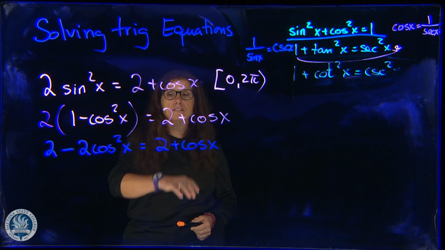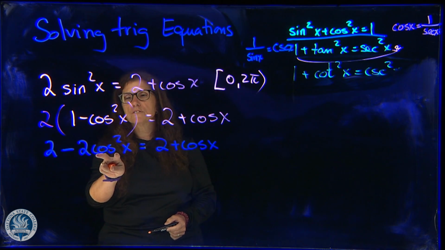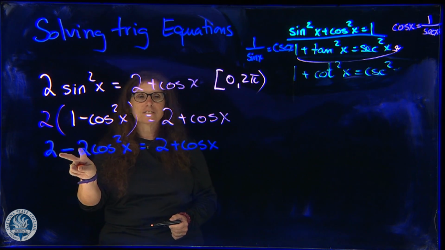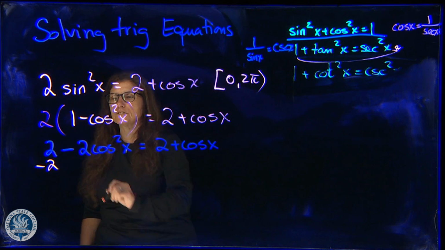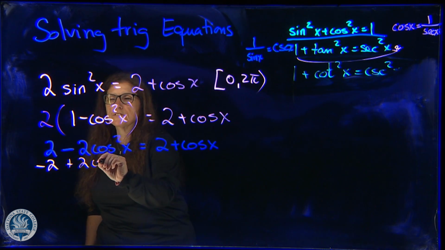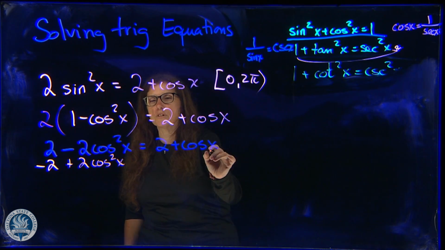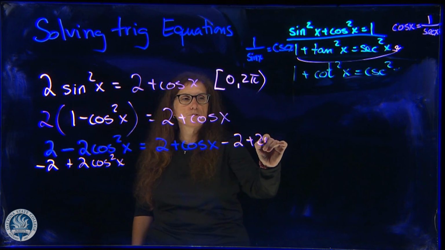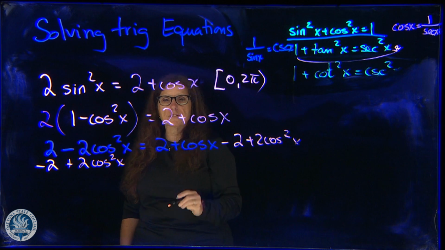I want to set this equal to 0, and I want to keep the cosine squared term positive, which means the left-hand side has to go over to the right-hand side by doing the opposite: minus 2 and plus 2 cosine squared x. So I do the same on the right-hand side. Let me write it: minus 2 plus 2 cosine squared x, and let's see what happens.